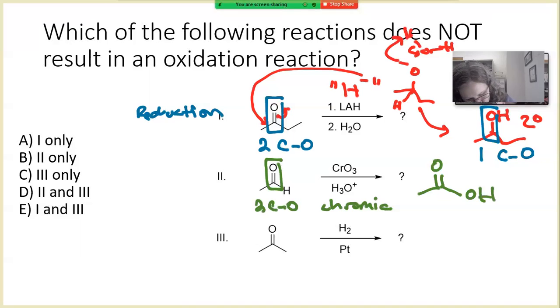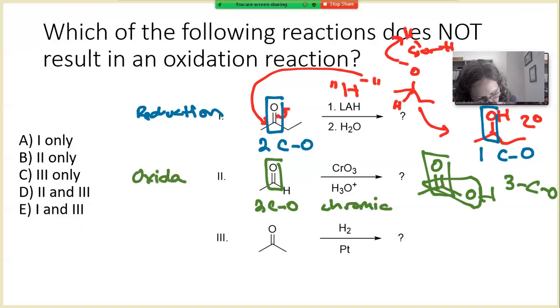So we've gone from 2 C to O bonds to 3 C to O bonds, because we also have this carbon to oxygen bond as well. So this is an example of an oxidation reaction because we've increased the number of carbon to oxygen bonds.